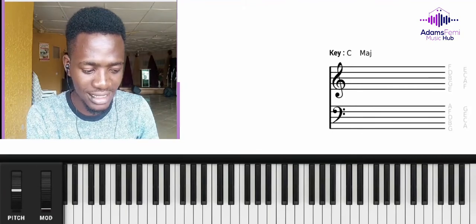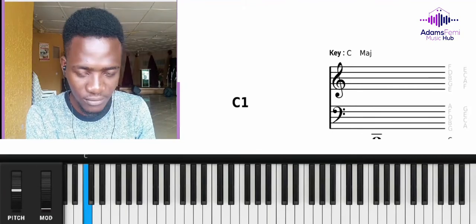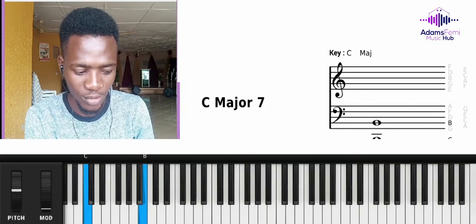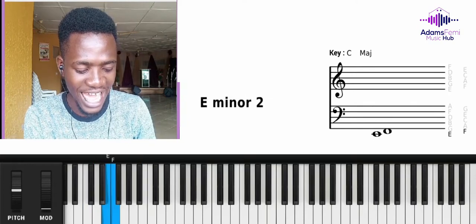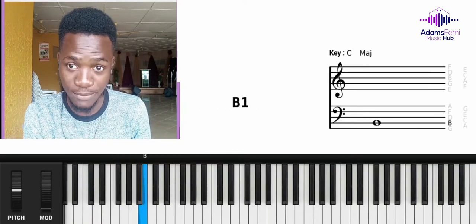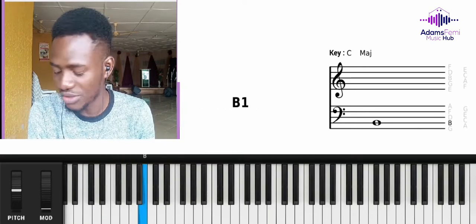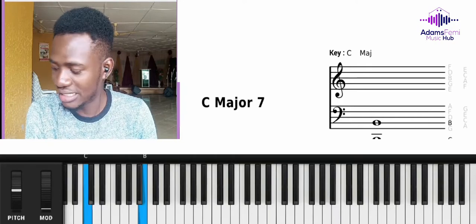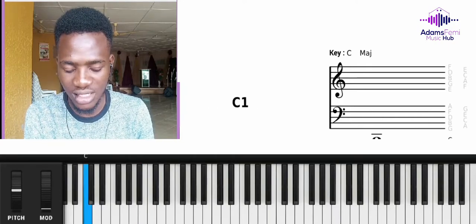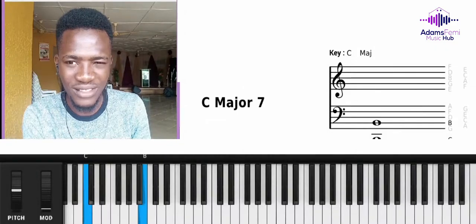So as we are going from C1 to B1, remember, C, D, E, F, G, A, B. This is B. I'm holding B right now. You can see it on the screen. So that's B1. From C1 to B1, this is C1, this is B1. You have the 12 notes.